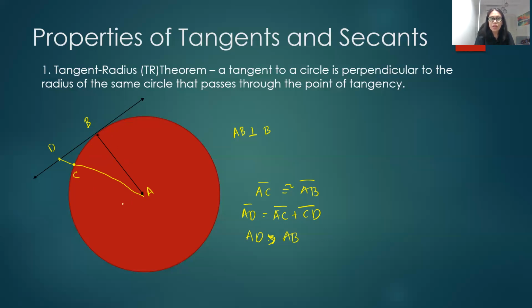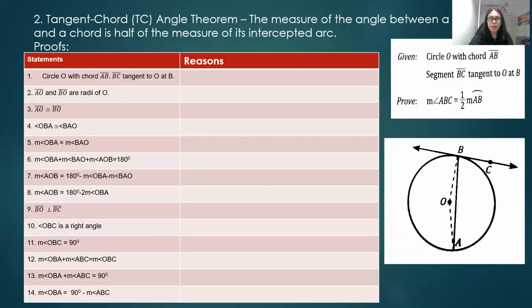So as regards the tangent radius theorem, it says that a line tangent to the circle must be perpendicular to the radius of the same circle that passes through the point of tangency. So in here, we have the tangent-chord angle theorem. The tangent-chord angle theorem states that the measure of the angle between a tangent and a chord is half of the measure of its intercepted arc.